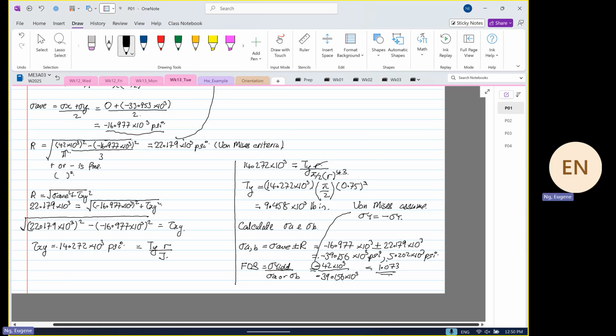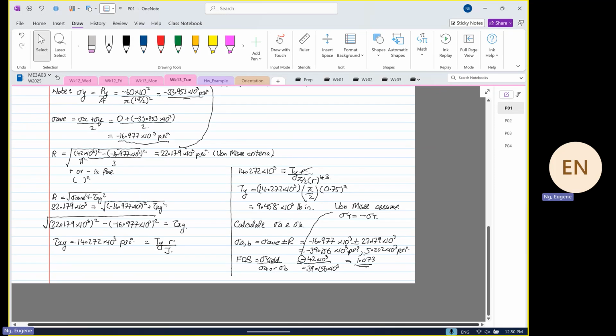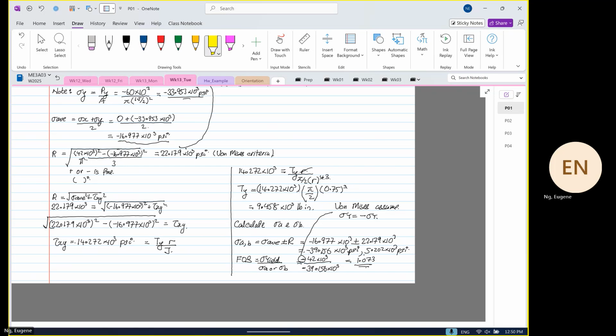So now this is using the von Mises criteria. Now what I want to do next, that is not asked in this question, is compare with Tresca criteria. The thing to take note of is the factor of safety is 1.073, and the torque that we can apply is 9.458 times 10 to the power 3 pound-inch.